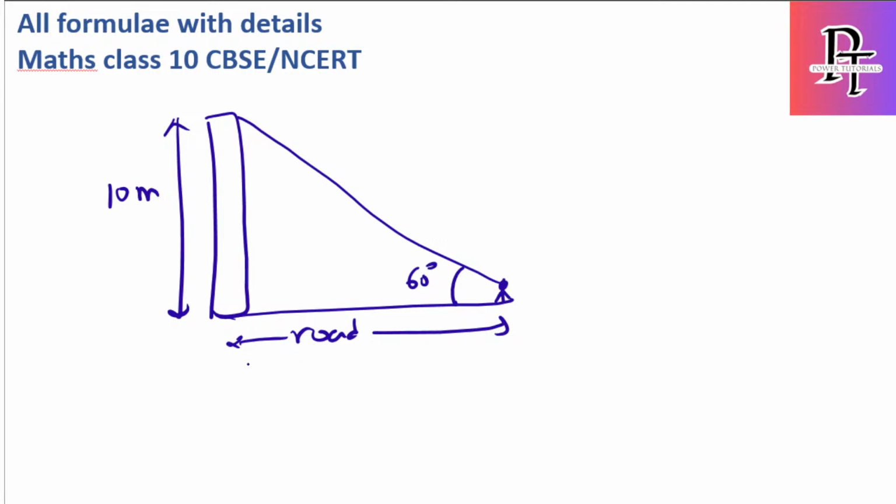If they ask you to find the distance between the building and the boy, repeating the question, they are saying that we have a building which is of height 10 meters. And on the road there is a boy, and the boy is saying that I am able to see the top of the building with an angle of 60 degrees. So if he is able to see the top of the building, then definitely this angle is nothing but theta, which is the angle of elevation.